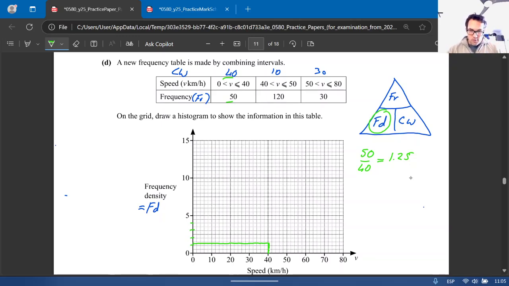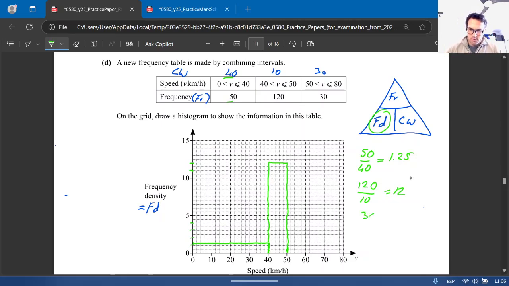Second one is 40 to 50, so this is going to be a little narrow bar. Here the frequency is 120 divided by the class width, which is 10, and that will give us 12. That makes sense. So remember, 2 squares is 1 value, so that's 10, 11, 12. 12 is here. So we need to go up. Nice.